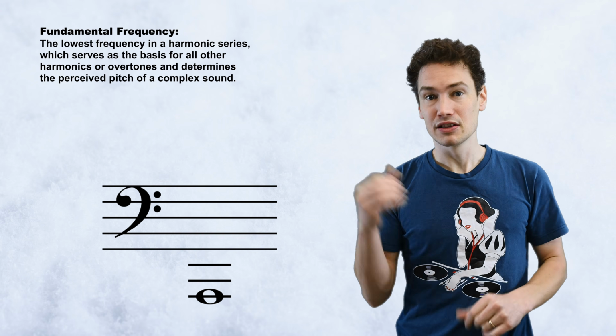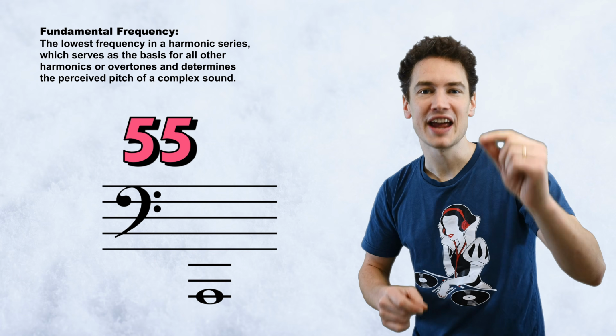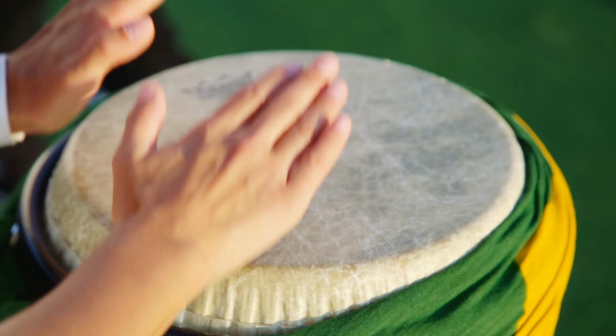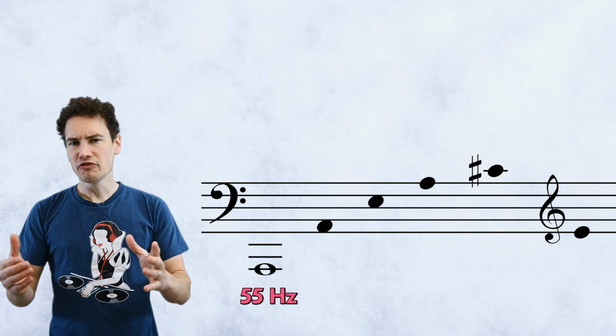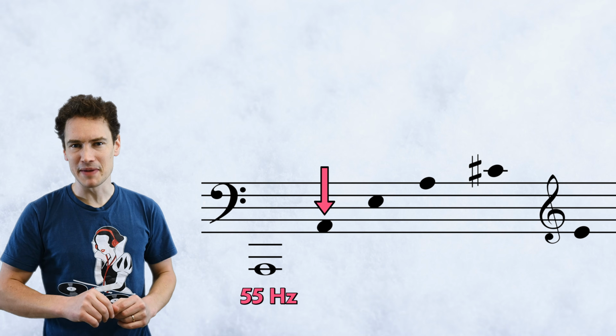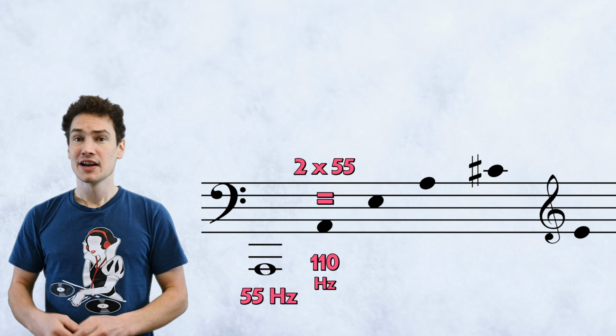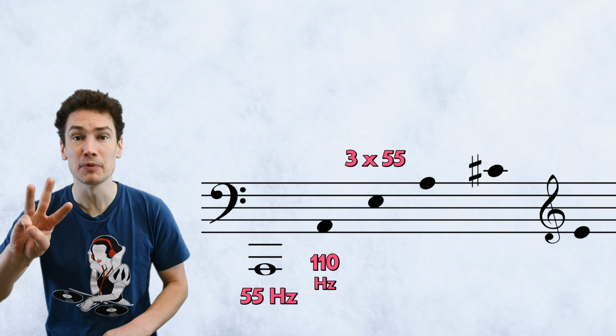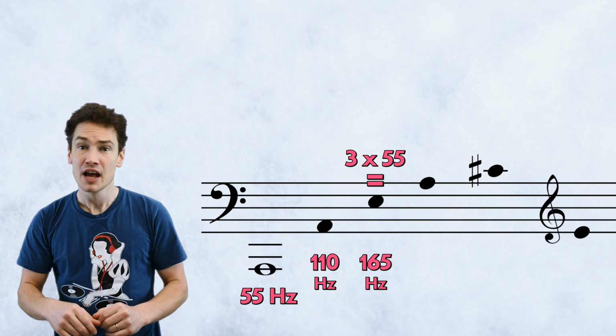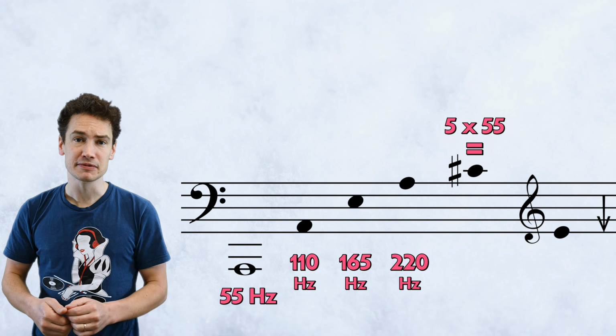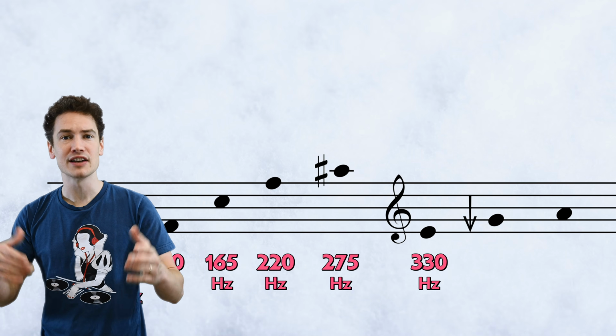The fundamental frequency, the low A, has a frequency of 55 Hertz. Now, what does that mean? Hertz is the number of vibrations, oscillations, beats, pulses, clicks, claps, slaps, whatever you want, per second. If you do something 55 times a second, then you will hear this pitch. The first overtone vibrates at twice the speed of the fundamental, so 2 times 55, which would be 110 Hertz. The second overtone vibrates at triple the speed, so 3 times 55, then 4 times 55, 5 times 55, 6 times 55, and so on.